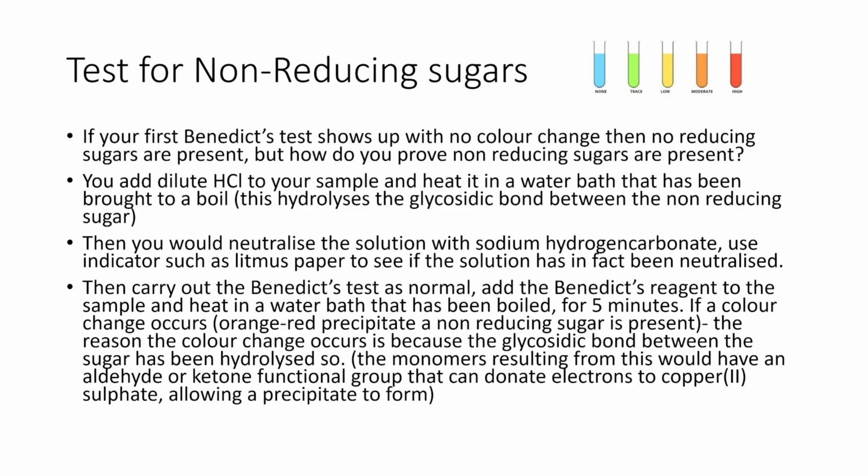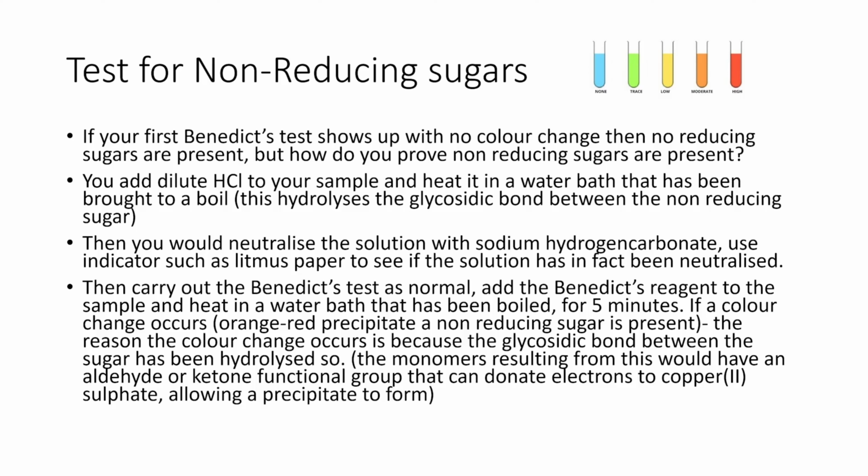The test for non-reducing sugars. So if your initial Benedict's test shows up with no colour change, then there is either no sugars present in your sample, or there are non-reducing sugars present in your sample. So how do you prove that there are non-reducing sugars present? As previously mentioned, all monosaccharides are reducing sugars and some disaccharides are. So you add dilute hydrochloric acid, also known as muriatic acid, to your sample and heat it in a water bath that has been brought to a boil.